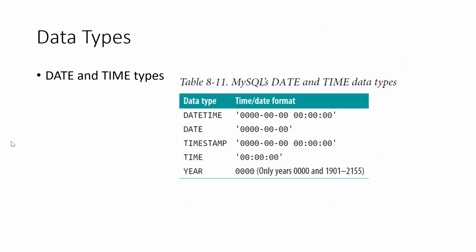Then there are different date and time types, and they have their formats as well. For example, datetime will support both time and date format. Date will only support the date. Timestamp supports both the date and the time, and time will be only time. And year will indicate only 4 digits.